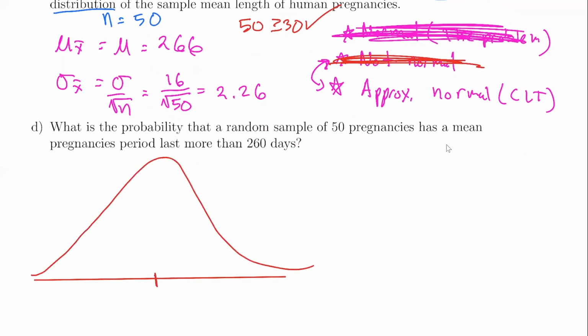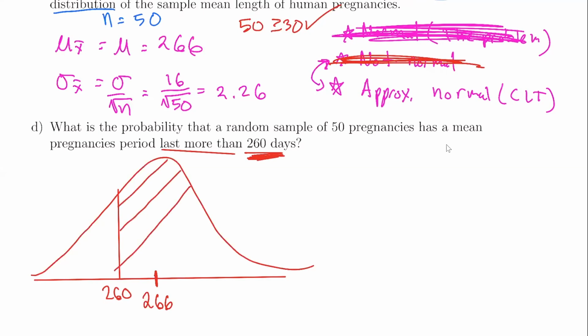All right, so if you look at it, the mean is 266, so that goes in the middle. The 260 is smaller than 266, so that means it goes to the left of 266. We want the pregnancy to last more than 260 days, so that means you want the right-hand side. Any questions so far on my drawing?